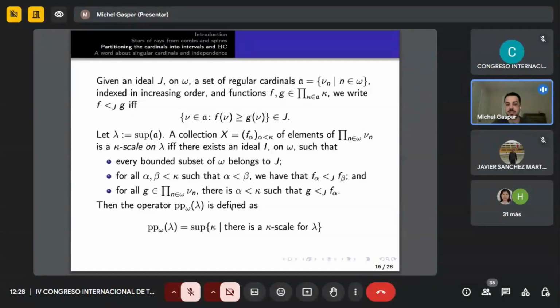So this way we have this operator of lambda, which is the sup of the set A, the cardinals for which there exists a kappa scale for lambda. No, not kappa, this is right. This is pp omega of lambda. Okay, this is one of the operators. There are also the PCF operators, and Shelah proved various things about this kind of operators.